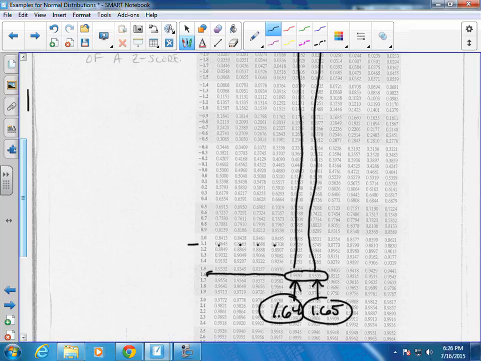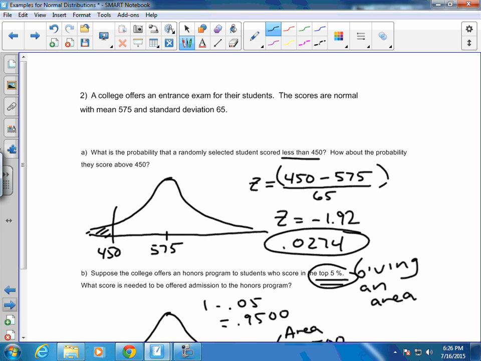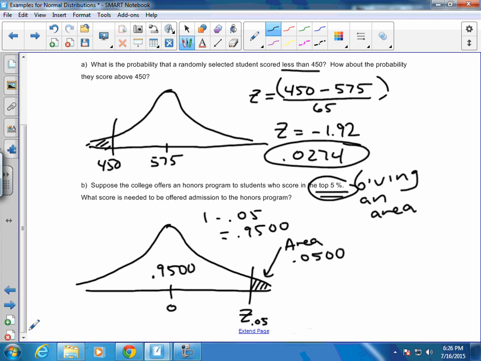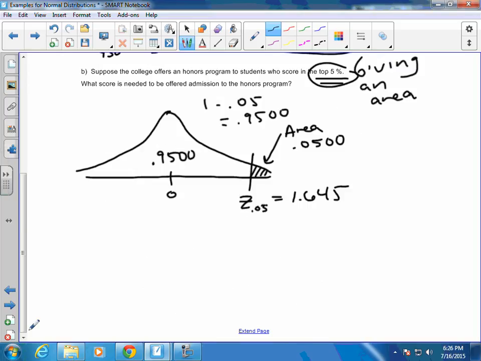What our book's going to do, since it's perfectly in the middle here, our book's going to say, let's take the average of those two z-scores and let's use 1.645, the average of the two of them. All the hard work is done. We figured out the z-score.